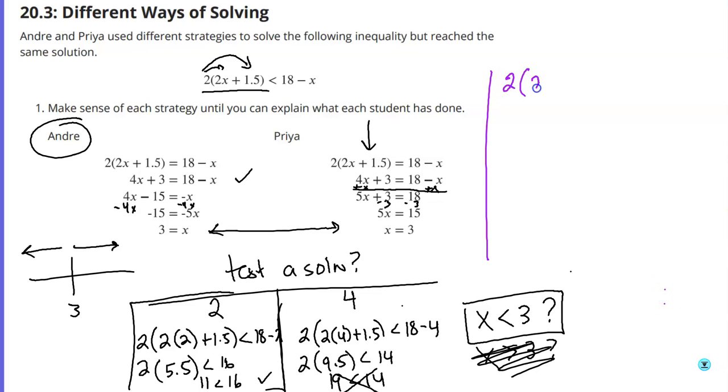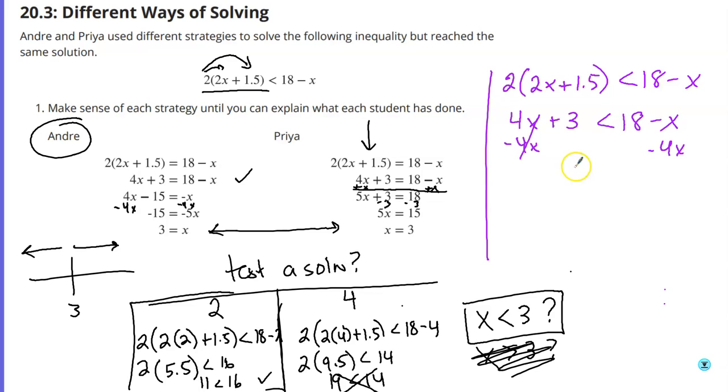So if I do Andre's version, but I leave the inequality, I would distribute 4x plus 3. See, he used the equals, but we're going to leave the inequality. He moved the x's over here. Again, I don't like that. I would never suggest you do that, but that's how he solved it.